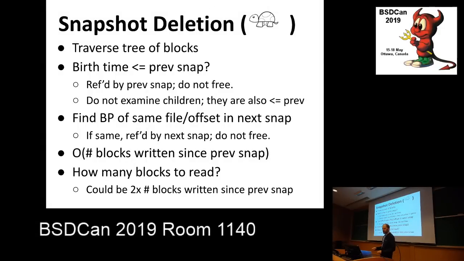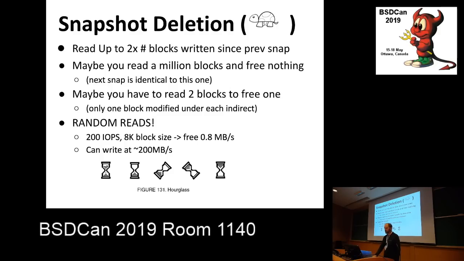But the disadvantage is that it can take a long time. It takes time proportional to the number of blocks written since the previous snapshot. Those are the ones that we have to go check and see if they are present in the next snapshot. And we might have to check a lot of blocks. Each indirect block might be pointing to only one data block that we care about, and then we have to read the same corresponding indirect block in the next snapshot. So it might actually be 2x the number of blocks that we're going to free.